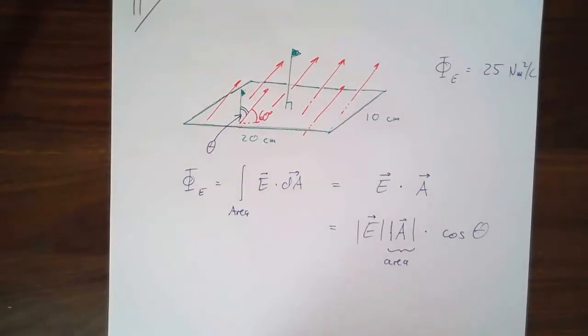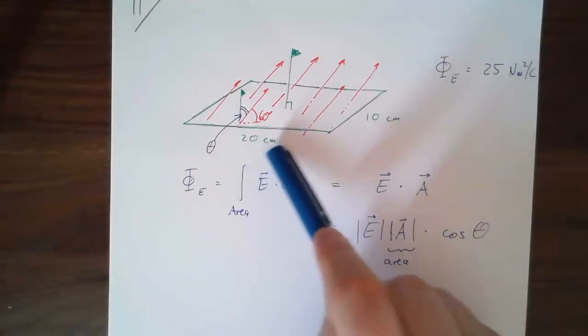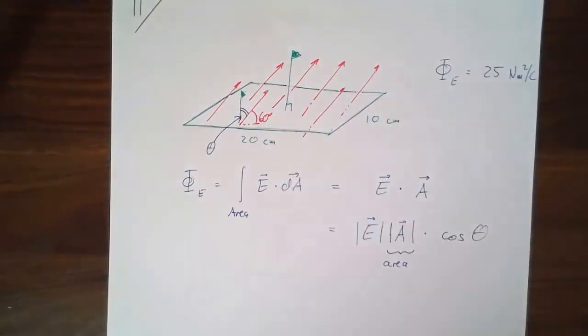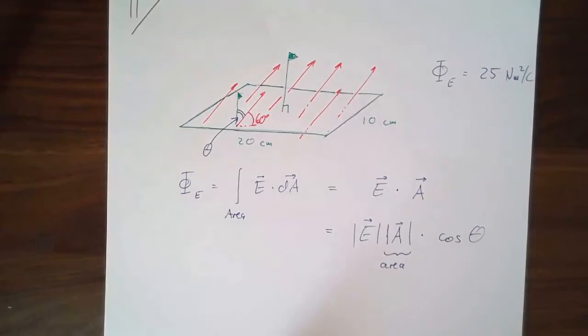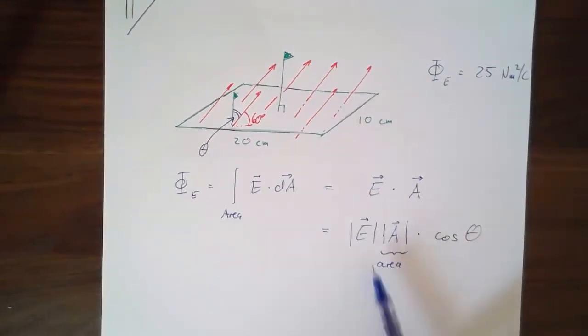Now at this point you just have to plug in and solve for the area. Beware of the units: the dimensions are in centimeters, but you want to express them in meters because the flux is ultimately expressed in meters squared. So you need to convert those. But then you can just straightforwardly solve for the electric field. And that completes question 11.